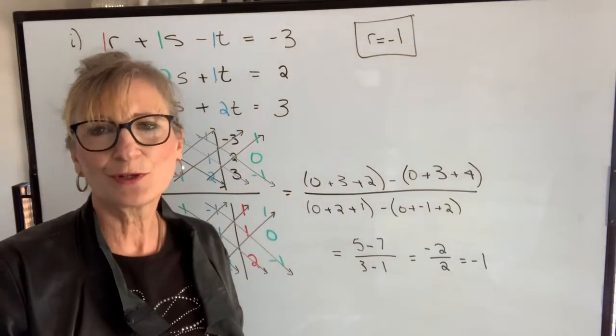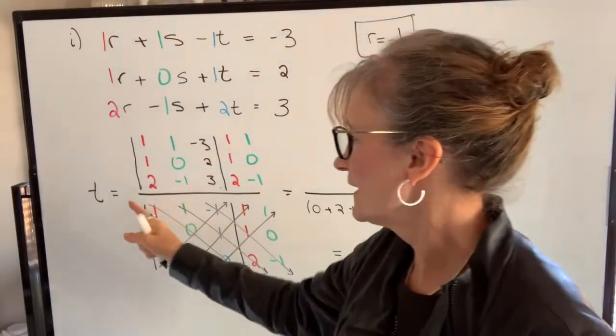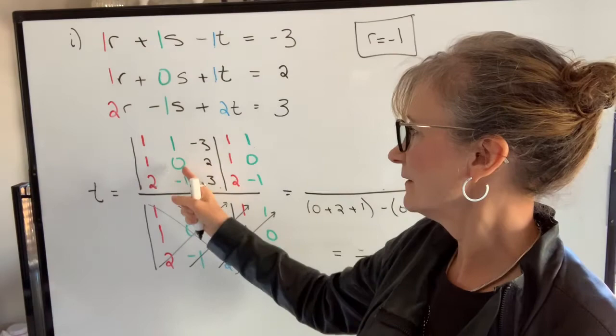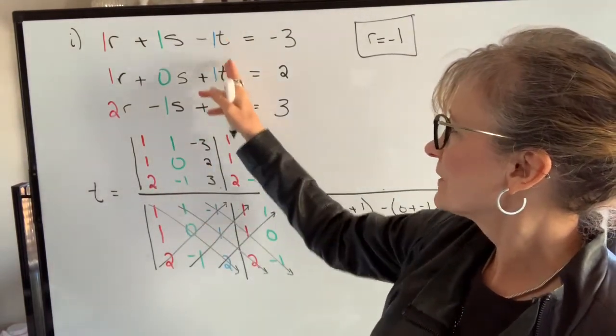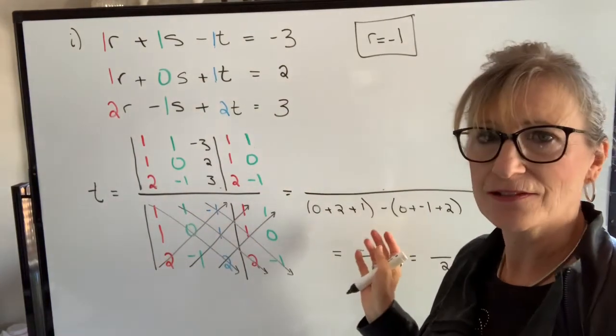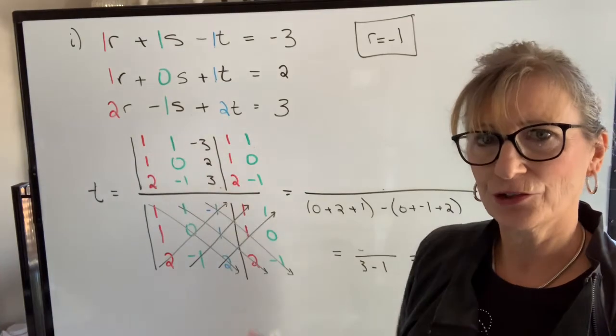Which we obtained when we did it algebraically. I've chosen to find t next because I like whenever I have a 0 in my determinant. So I'm going to evaluate or find t. My denominator stays the same. I don't need to recalculate it. I just have to calculate the new numerator.